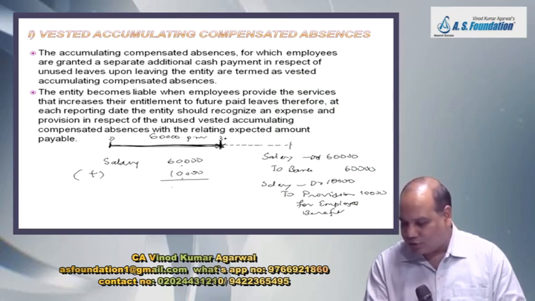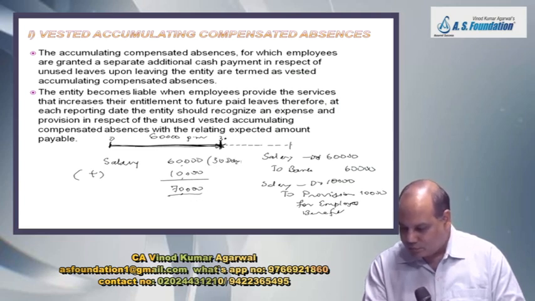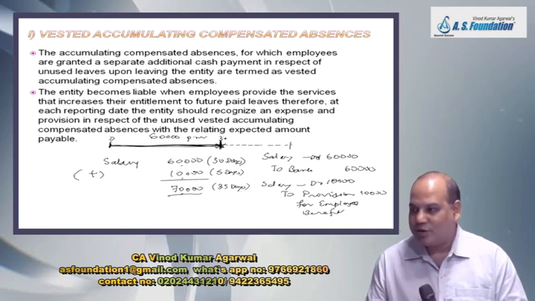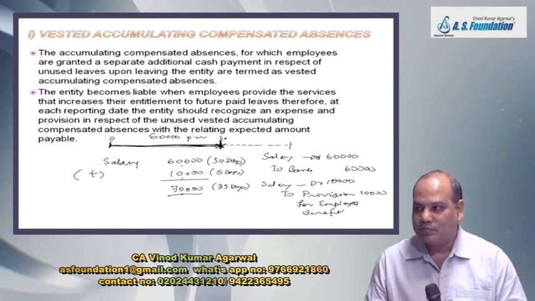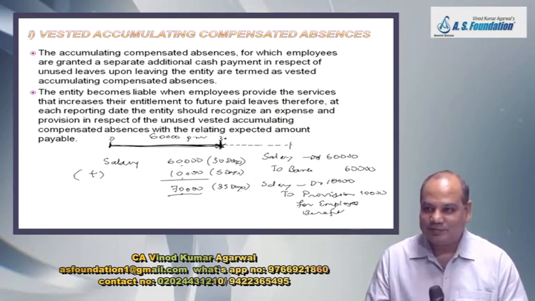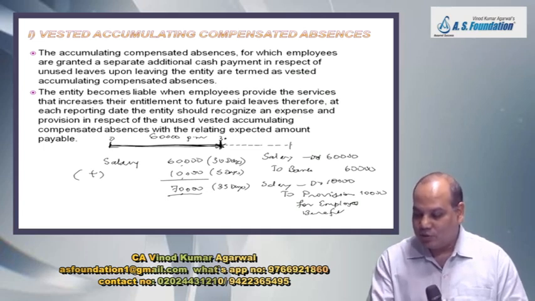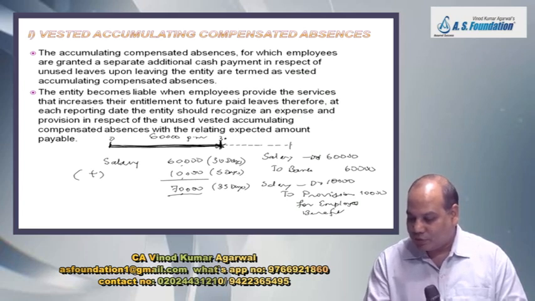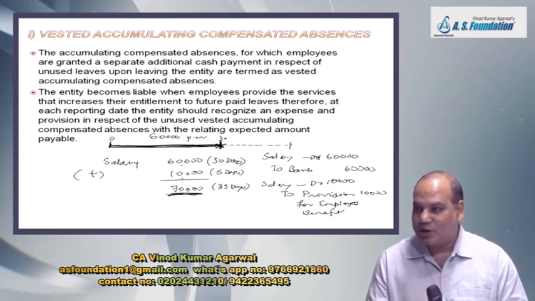So my total charge is 70,000. This is for 30 days and this is for 5 days. So total charge to P&L account is 35 days. Now there is a problem. You should raise an objection. When there are 30 days in a month, how can you charge for 35 days? Is it not right? Are you not doing a serious error? There are 30 days in a month, but you are charging salary of 35 days. So what is the justification for that?